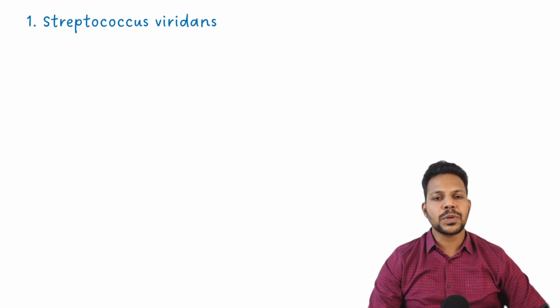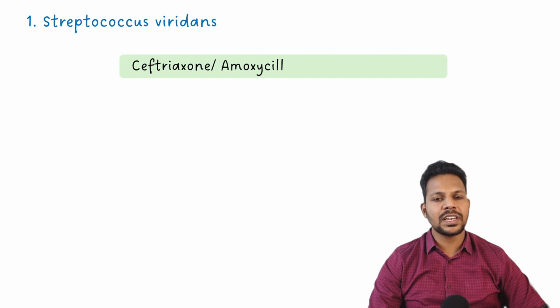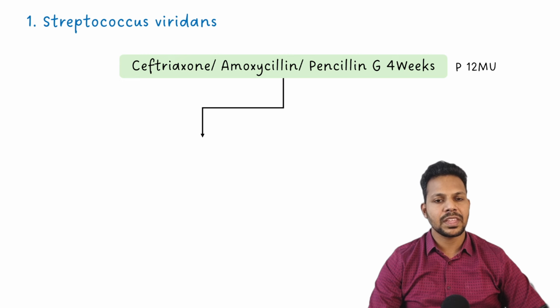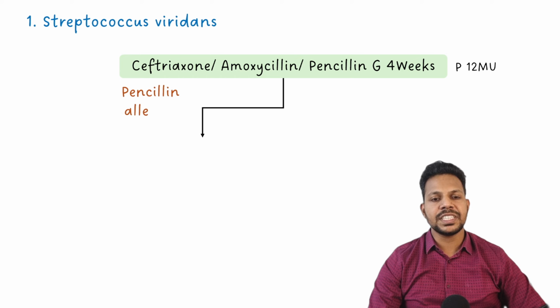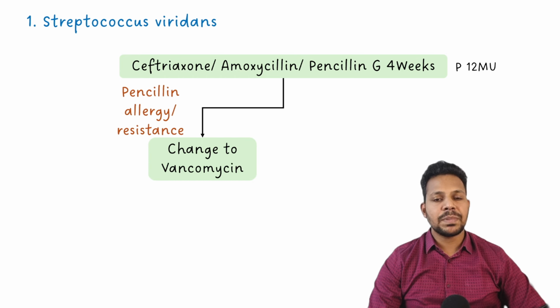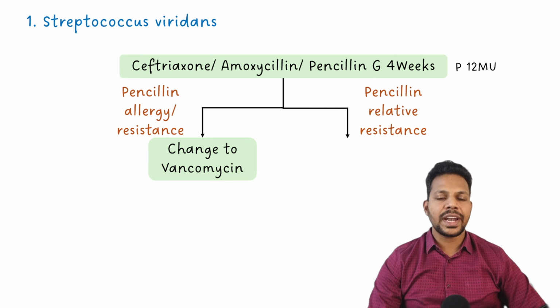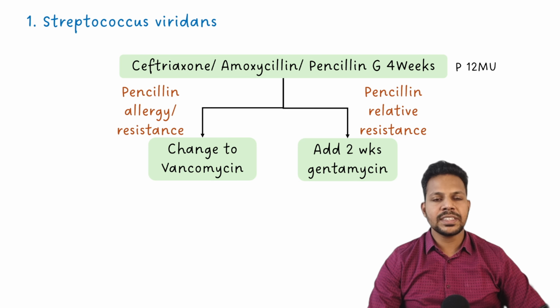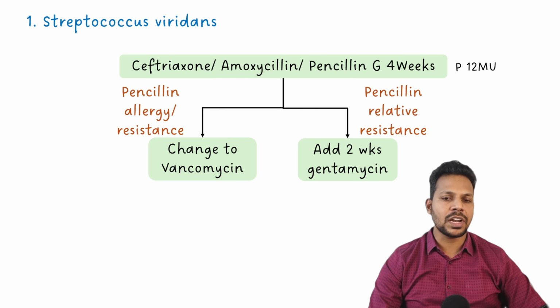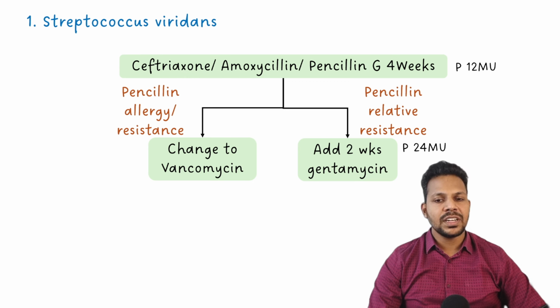So, starting with the Streptococcus viridans, the first line are the ceftriaxone or amoxicillin or penicillin G for 4 weeks, used at a dose of 12 million units. If the patient has penicillin allergy or resistance, then change to vancomycin. If the patient is only having a partial penicillin resistance or a relative resistance, you can add gentamicin to the existing antibiotics that are ceftriaxone or amoxicillin or penicillin G. And when you are using penicillin G, use 24 million units here.